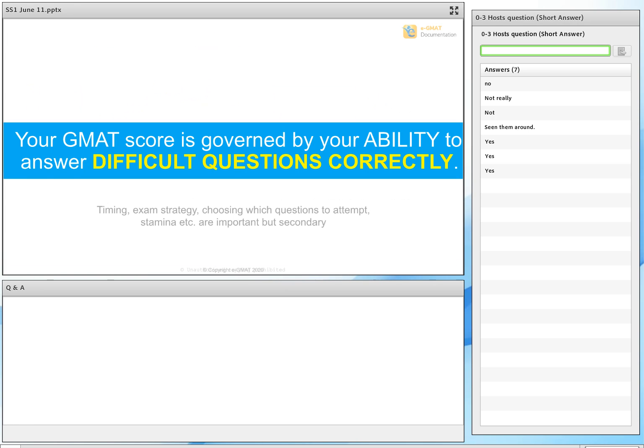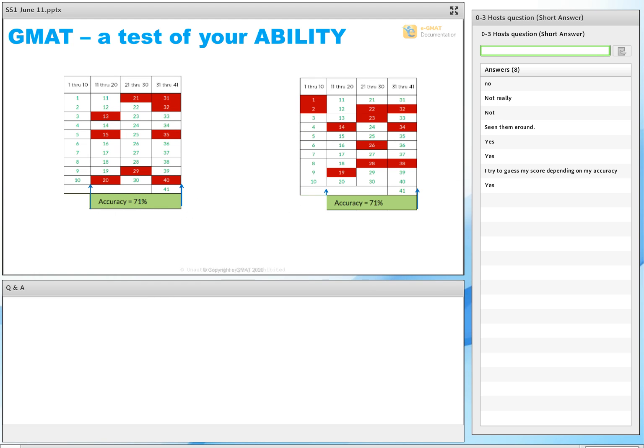So remember, I said ability is a very quantifiable metric in the context of the GMAT. We can really look at how ability is quantified, how you can measure your ability, how you can track your ability. But the bottom line again is, remember this: your GMAT score is governed by your ability to answer difficult questions correctly. Okay.